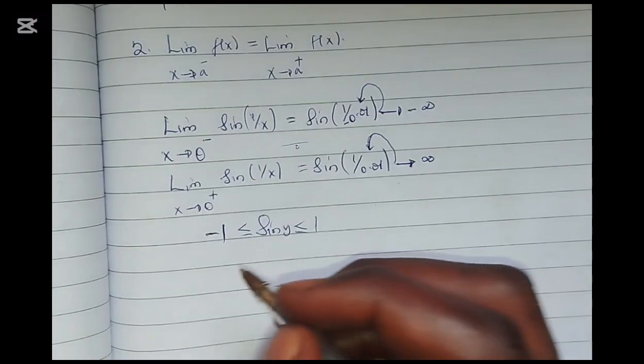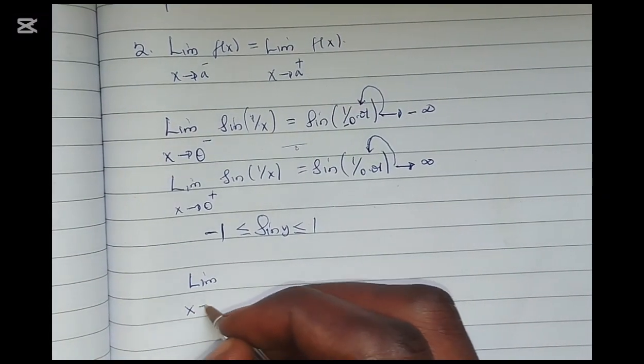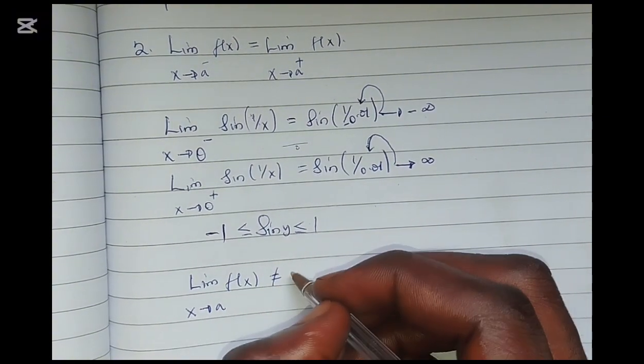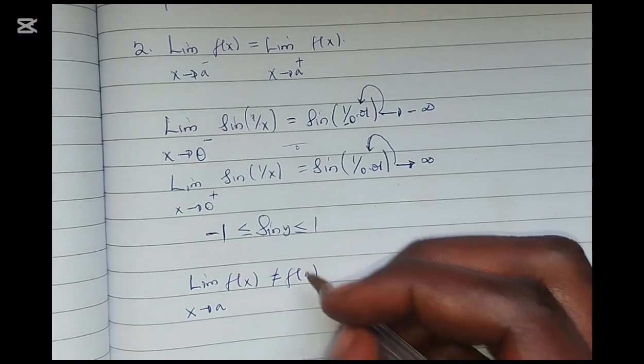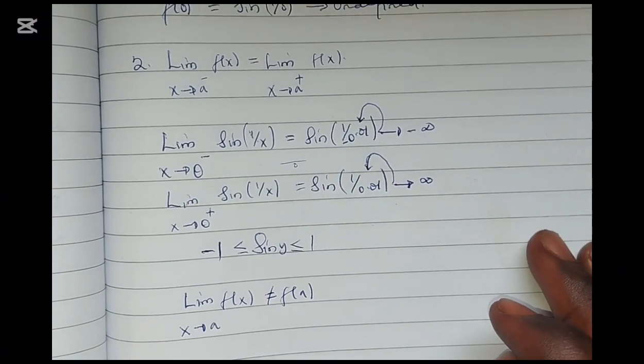Before I end, I can say that the limit as x approaches a of f of x does not equal f of a. So this function is discontinuous and it is called oscillating discontinuity.